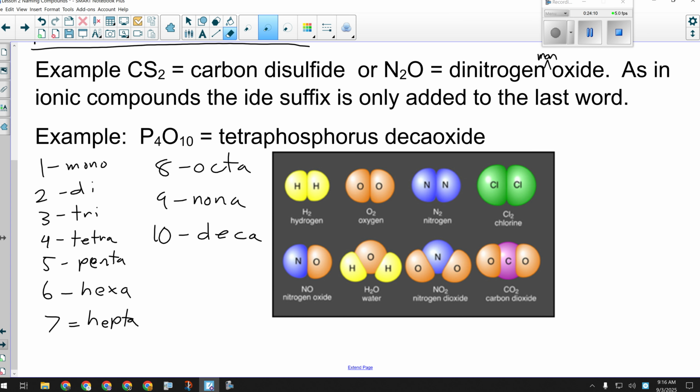Those you will have to know. You will have to memorize the prefixes. I don't want to see them on your periodic table. They need to be memorized by you.